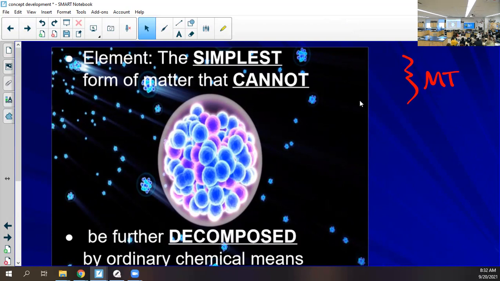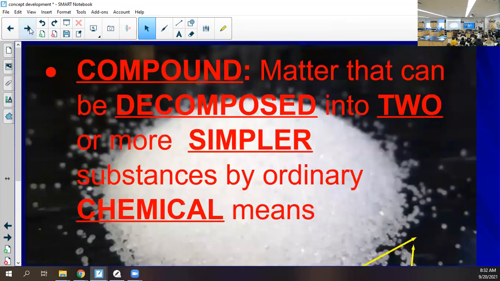Oh well. Okay, so an element cannot be decomposed. It's the simplest form, cannot be decomposed. Now we can have a nuclear bomb, but we're not going to do that in this class. But anyway, we are talking about chemical reactions. An element cannot be broken down. All right, a compound is matter that can be decomposed into two or more simpler substances by ordinary chemical means.